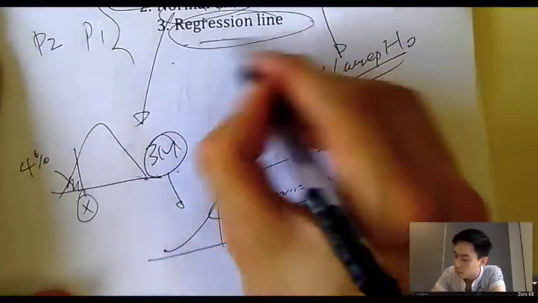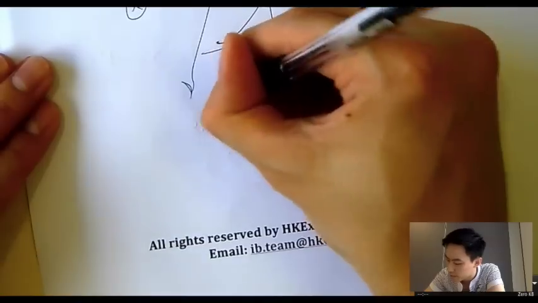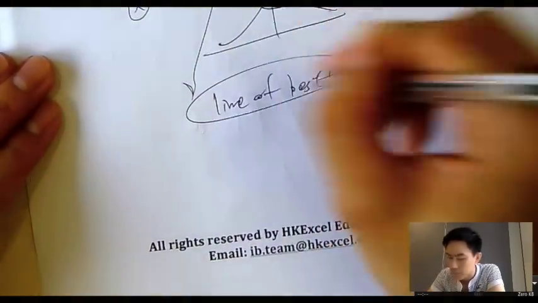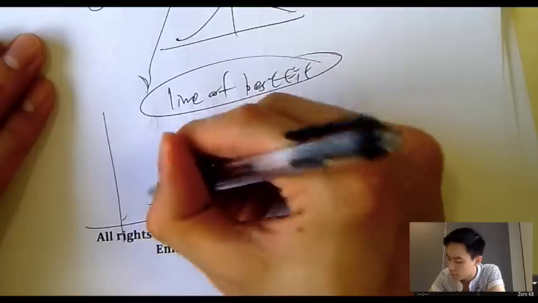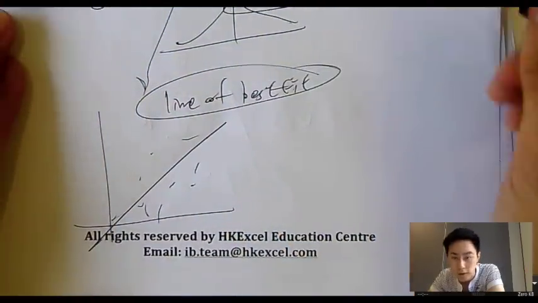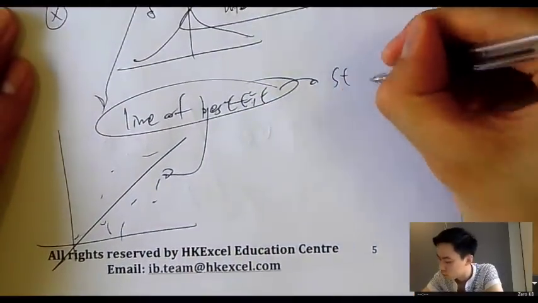Okay, and then for regression line, another name for this one is line of best fit. So what does line of best fit mean? If I give you many dots, this is what we call the scatter diagram. If you draw a line like this, the line crosses most of the points, and this is what we call the line of best fit. And this is a straight line.